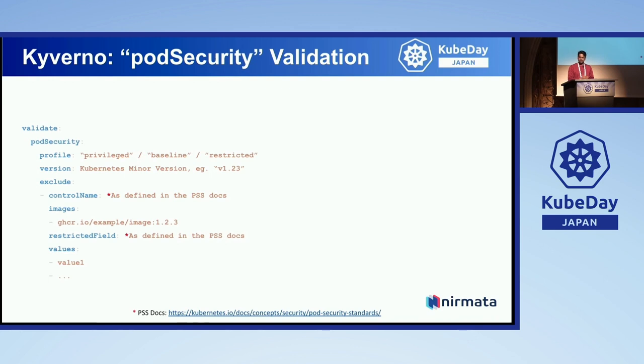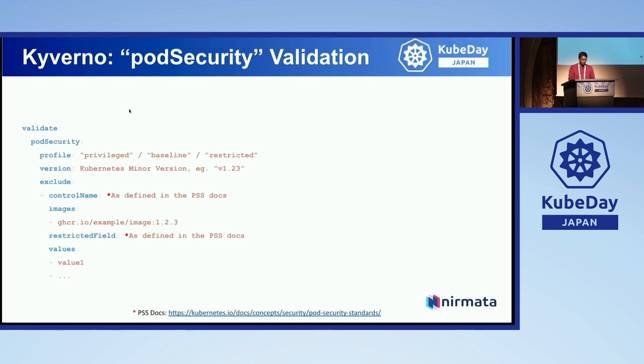So what is a control name? What are the restricted fields? I will get you through it as well. But this is essentially the syntax of any pod security rule in Kyverno. In the pod security rule, the parent field here is the validate field, which falls under the Kyverno cluster policy spec itself. And in the pod security field, we have profile, which mentions which pod security standard profile we are aiming for, that needs to be enforced on the concerned resources, which are pods in our case. We also mention which Kubernetes version we are going to validate this against. You can make different pod security standard policies on the basis of different versions of Kubernetes. Then you can make exceptions for different control names and for specific restricted fields in those control names.